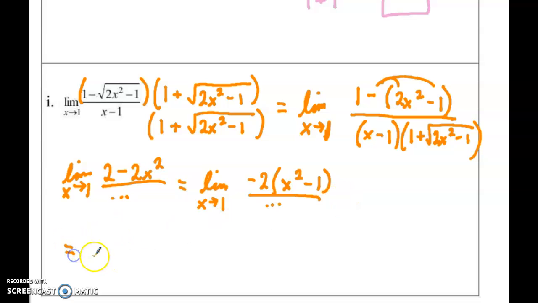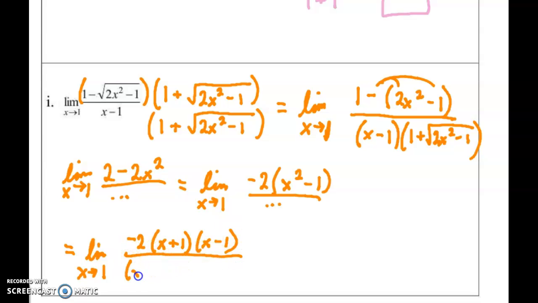The point I'm trying to get out, though, is that you have a difference of squares in the numerator, x plus 1, x minus 1, to eventually cancel out with that x minus 1 that you had in the denominator.